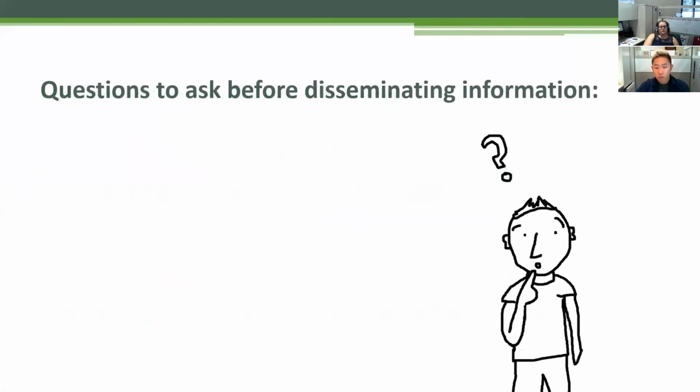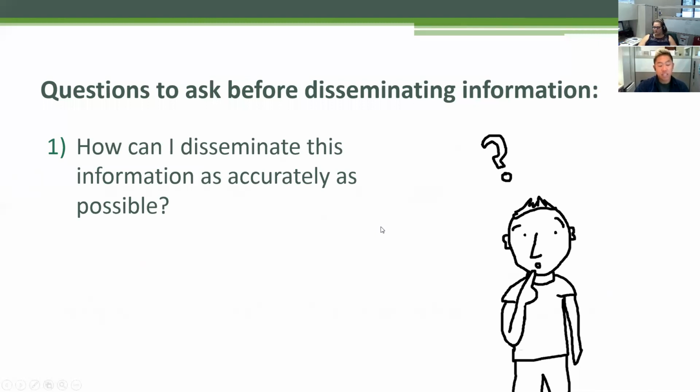So there are a few questions that you should ask before disseminating information. They include, number 1, how can I disseminate this information as accurately as possible? Accurate information stems from strong data and reliable analysis. Basically, your information needs to be solid, which means using reliable methods of data collection and properly analyzing this information to create accurate information.